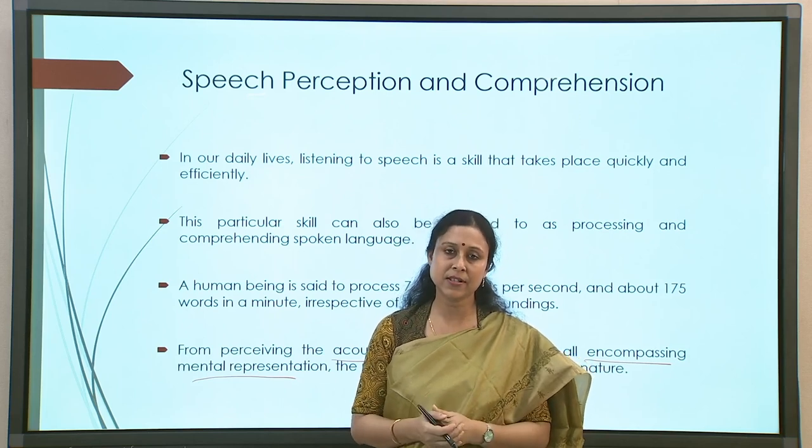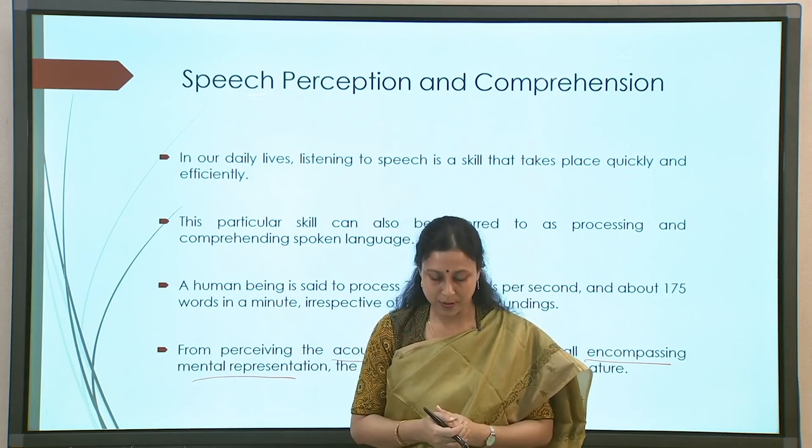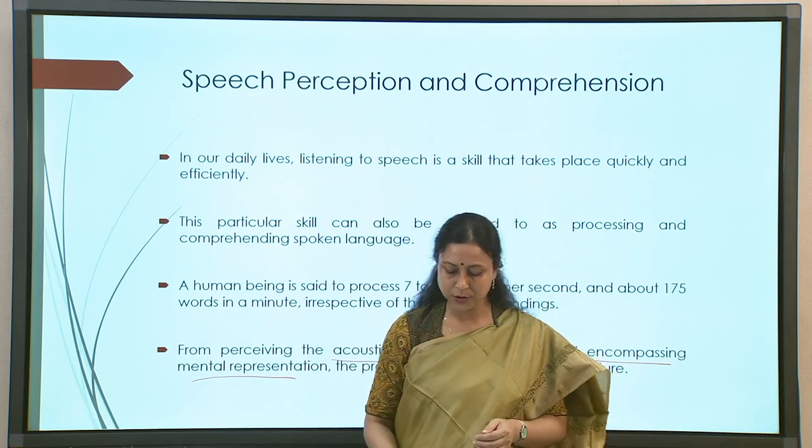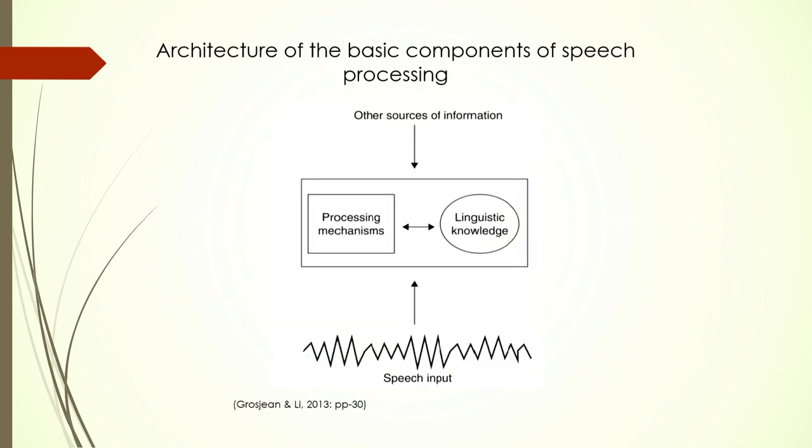In the very first stage, all we have is a deluge of acoustic signals. Now ultimately that goes on to be processed and creates the mental representation. So as we see, this is quite a complex process, starting from the acoustic signal till the final representation. This is a model that Crochon and Lee proposed in 2013. This is how, according to them, a speech signal travels from the ear to the brain and how we understand it. So this is our acoustic signal that we hear.